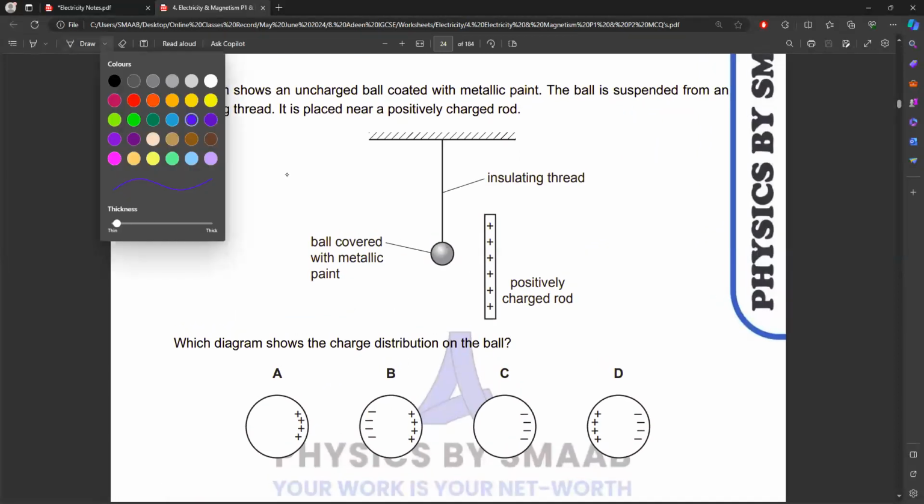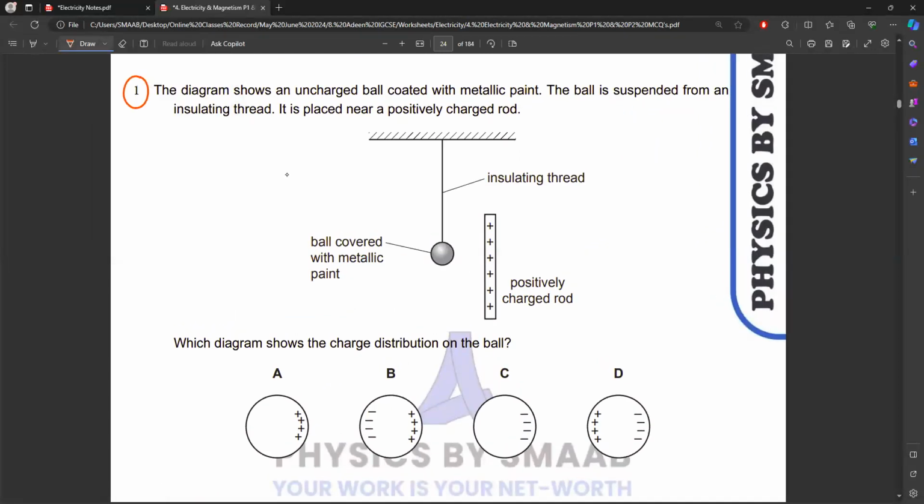So question number one. The diagram shows an uncharged ball. Initially the ball is uncharged, coated with a metallic paint. The ball is suspended from an insulating thread. It is placed near a positively charged rod, as you can see in the diagram. Which diagram shows the correct charge distribution on the ball?